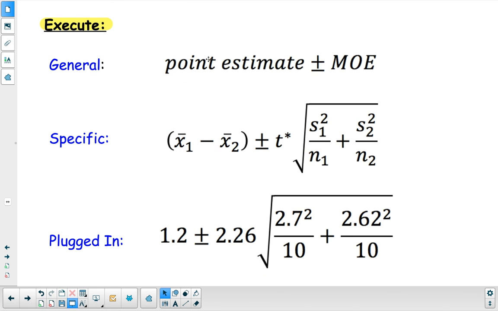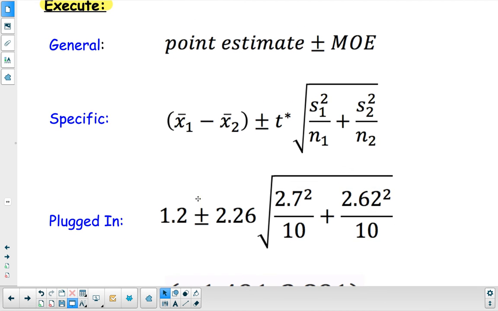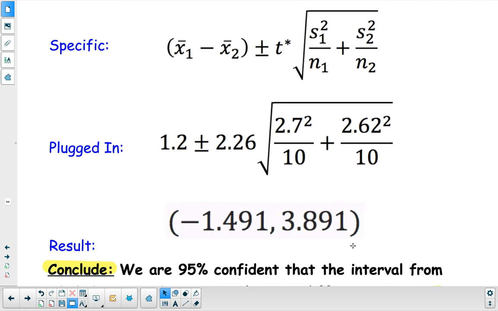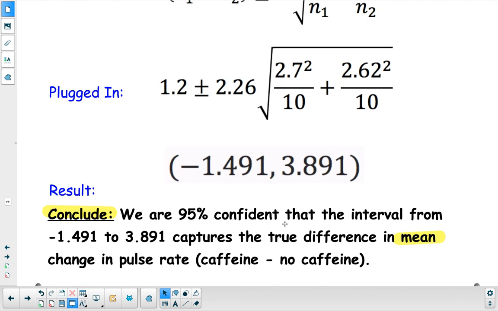Okay, now let's execute. Here's our general point estimate plus or minus margin of error, the specific, and then here are the values plugged in. Here's our difference in sample means. Here's our t critical value and our standard error. And then there's our interval and our conclusion. We are 95% confident that the interval from negative 1.491 to 3.891 captures the true difference in mean change in pulse rate, caffeine minus no caffeine.